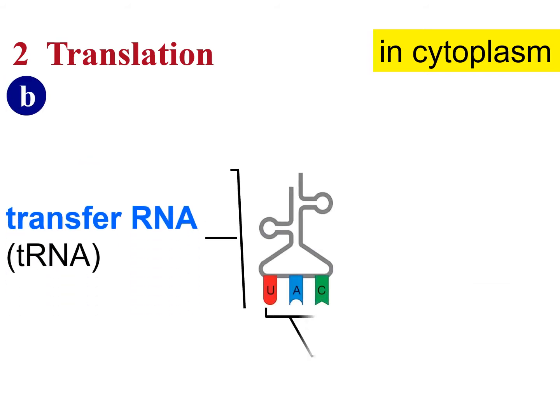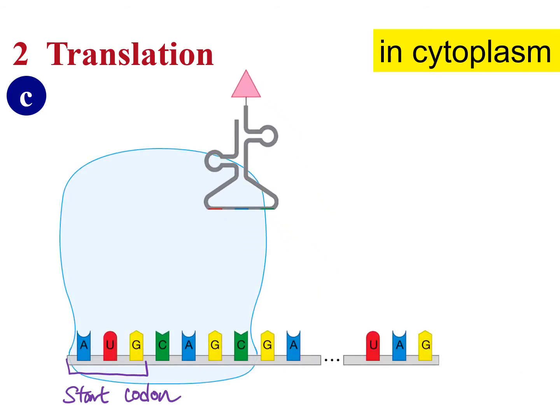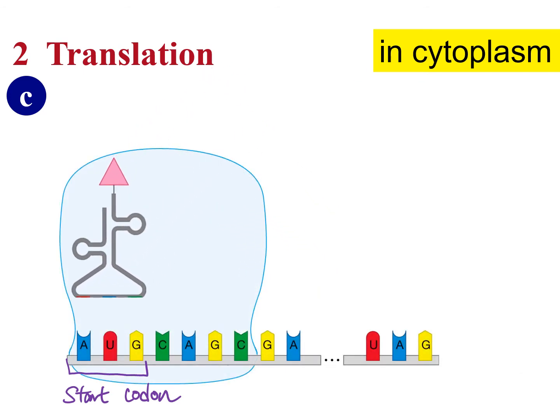To allow amino acids to join with one another, you need a carrier of the amino acid. This carrier we call the transfer RNA, or in short, tRNA. This is the tRNA. On the top of the tRNA, it carries the amino acid. And at the bottom of the tRNA, it consists of the anticodon, which is going to match with the codon on the mRNA. The tRNA carrying the amino acid will go into the ribosome and complementary base pair with the mRNA.